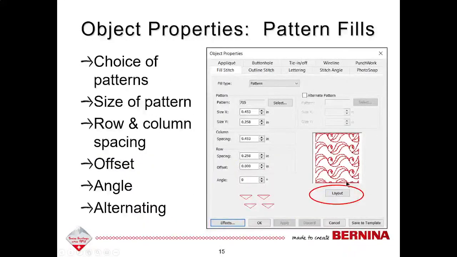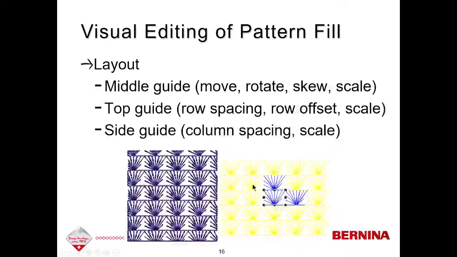If you click on layout down here, then we have options. We get a sea, or what feels like a sea of yellow patterns, and then there are 3 blue patterns. And with those, the middle guide, which is the one that's actually currently selected, is what I think of as the crux of the L. It allows you to move the patterns, rotate them, skew them, which I think of as italicizing, or scale them.